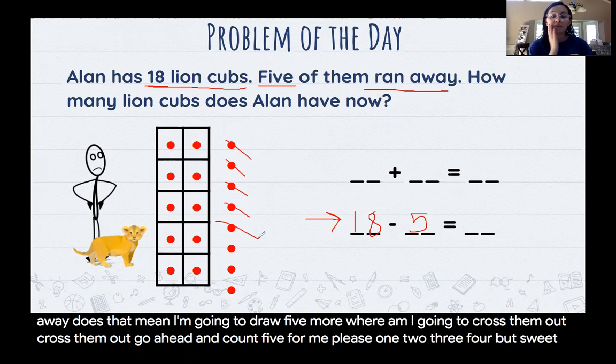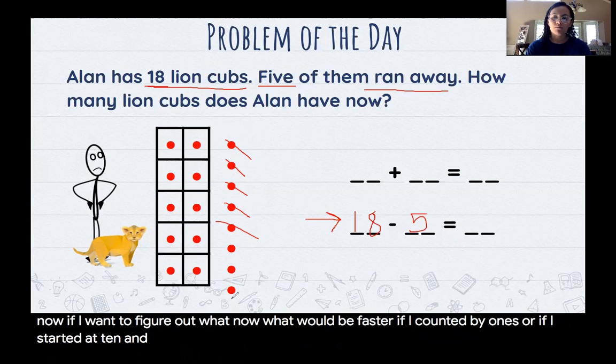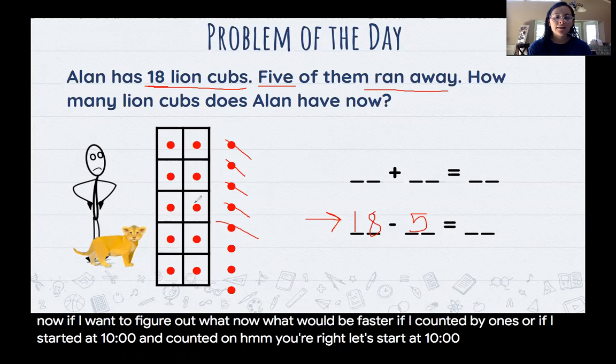Sweet. Now, if I wanna figure out how many I have left over, I could count them all up. Now, what would be faster if I counted by ones or if I started at 10 and counted on? You're right. Let's start at 10. 10, 11, 12, 13. How many lion cubs were left over?